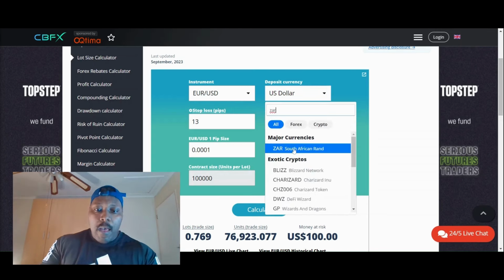If you're someone who's going to do this variable, it's going to change trade to trade. Let's say sometimes it's going to be a 12 pip stop loss, sometimes more, sometimes less. Then you need to calculate this for every single trade you go into, but it will tell you the exact lot size to enter based on your stop loss.